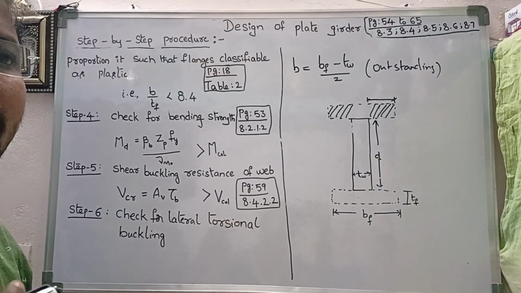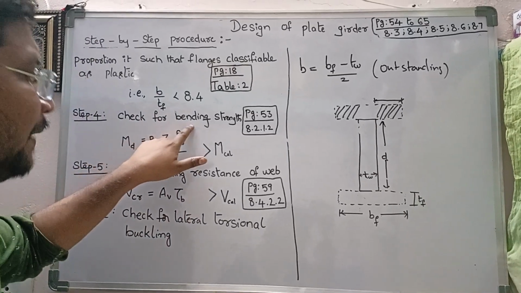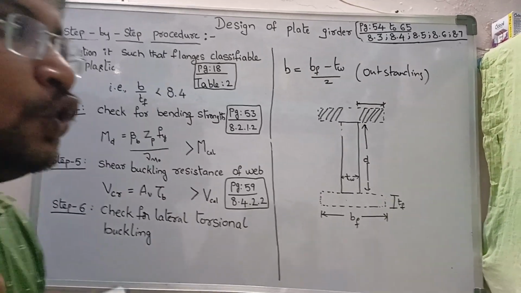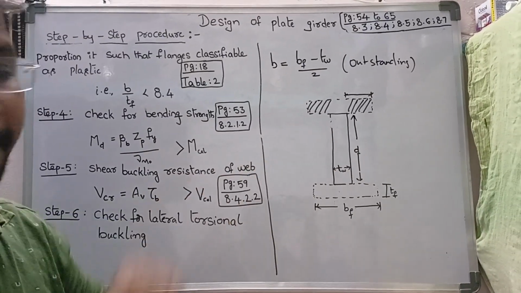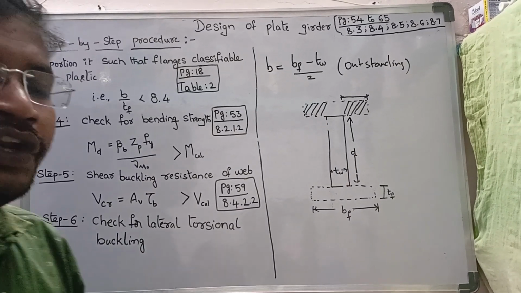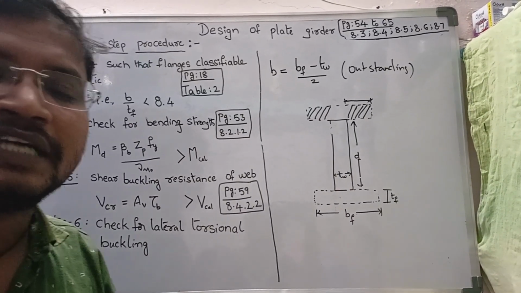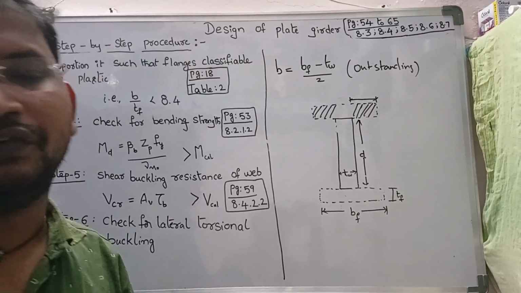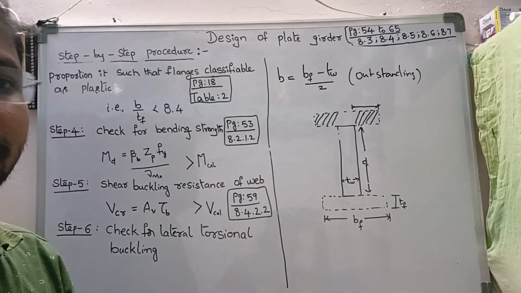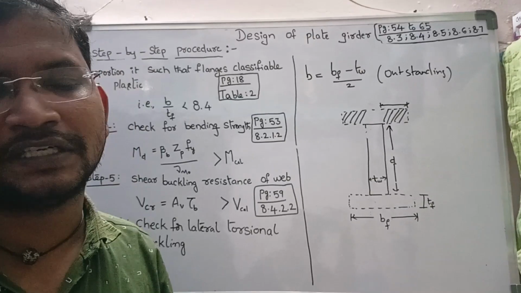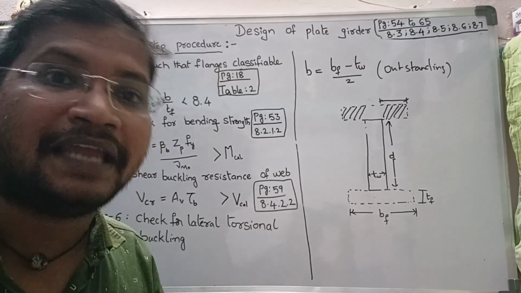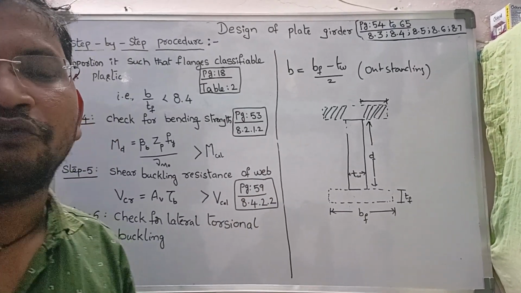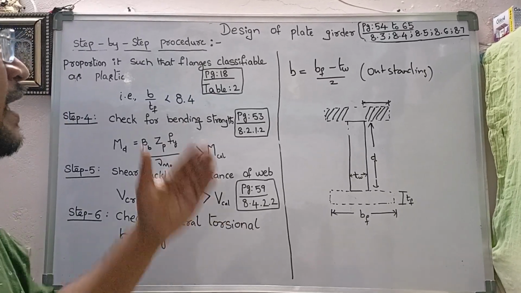Now we need to check for bending, shear buckling, lateral torsional buckling, and we need to connect the flange and web. At the same time, we need to ascertain whether the stiffeners are required or not, like longitudinal stiffeners, end bearing stiffeners, lateral stiffeners. Okay, if required, we need to design the stiffeners as well, and we need to design the connection of stiffeners with web. In next videos, we will continue this design of plate girder.